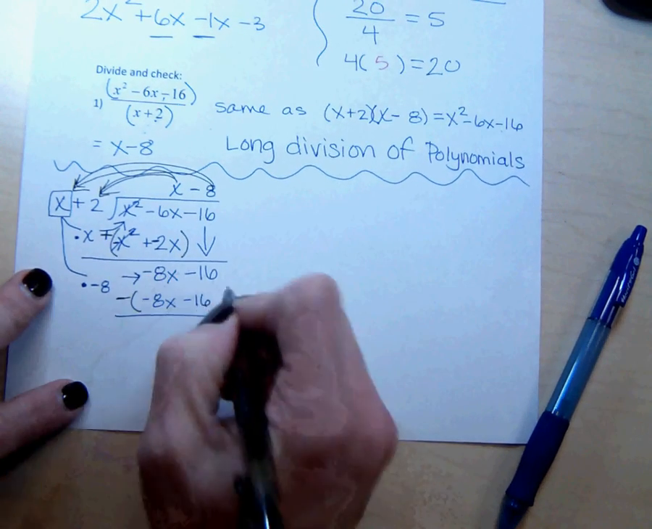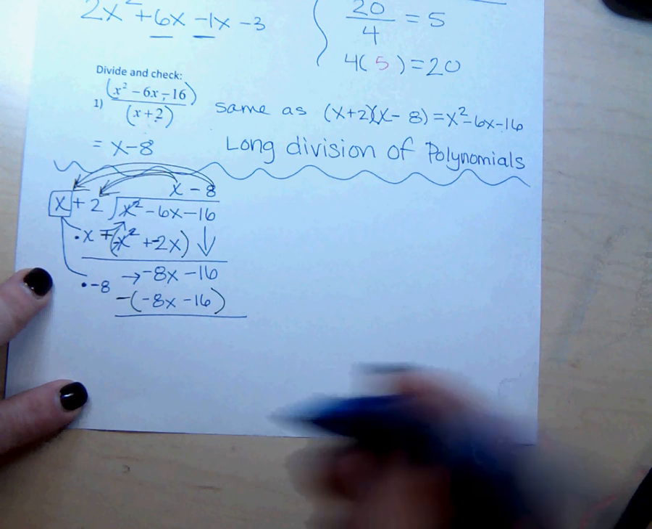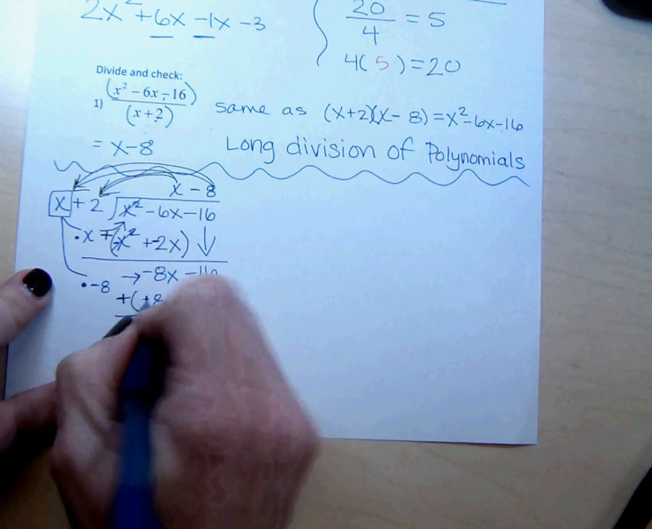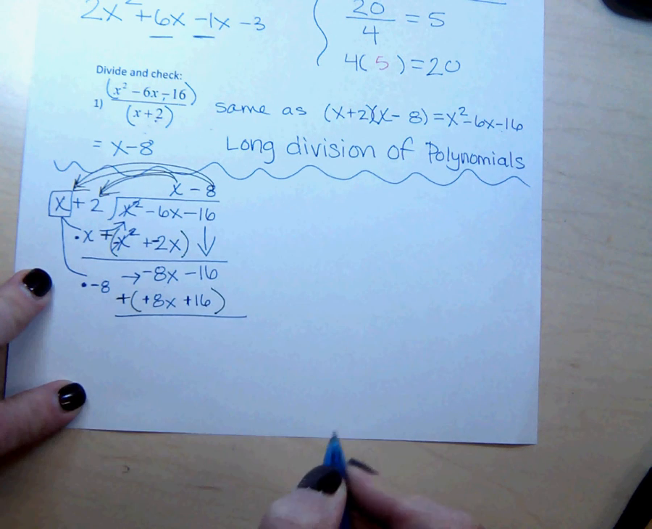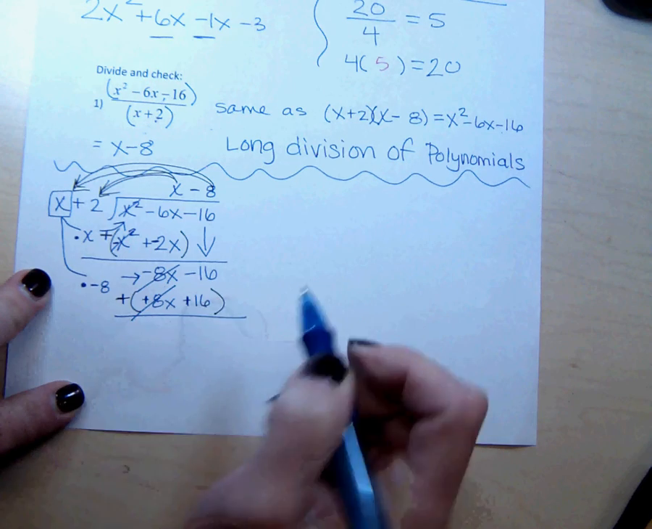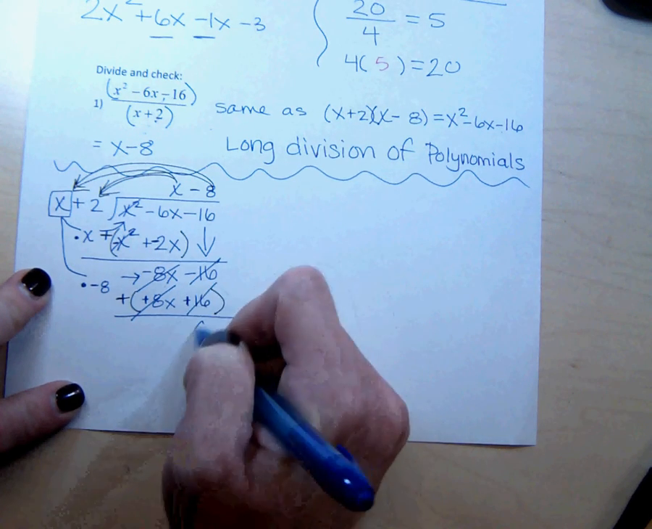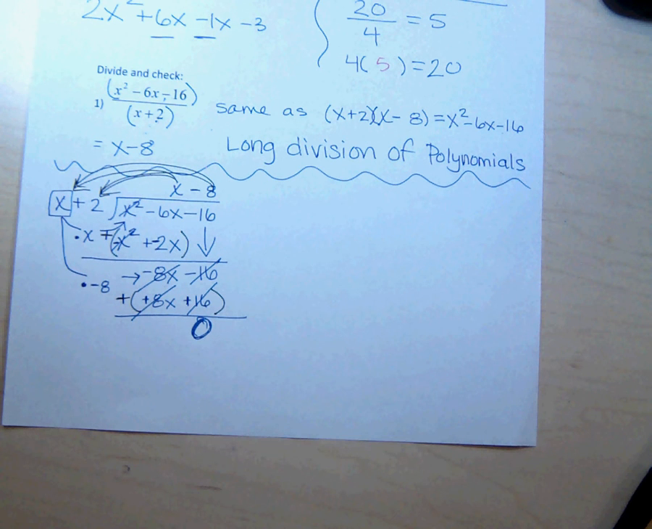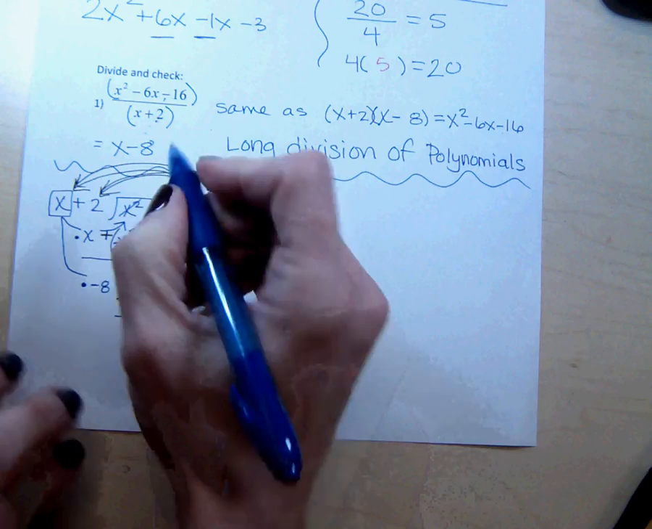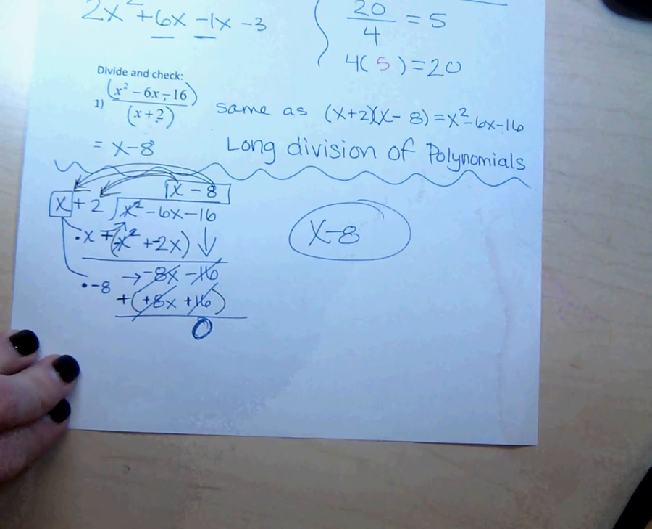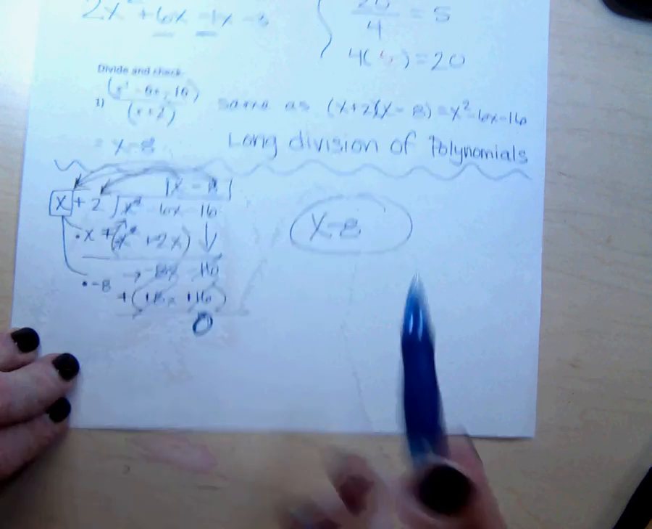So I'm subtracting this. So remember, this is going to distribute, so this becomes plus a positive 8x and a positive 16. So negative 8x plus 8x is 0, and negative 16 plus 16 is 0. And in this case, that just means there's no remainder, so it goes in evenly. So my answer is just x minus 8, like we got up here.